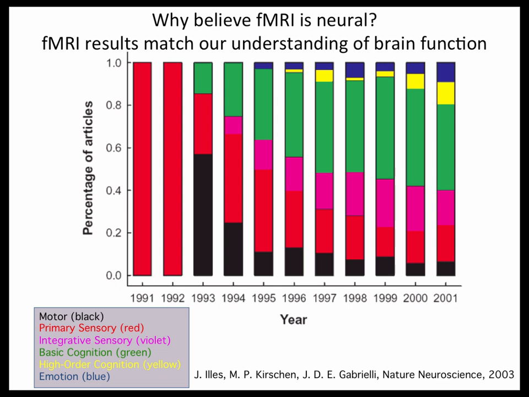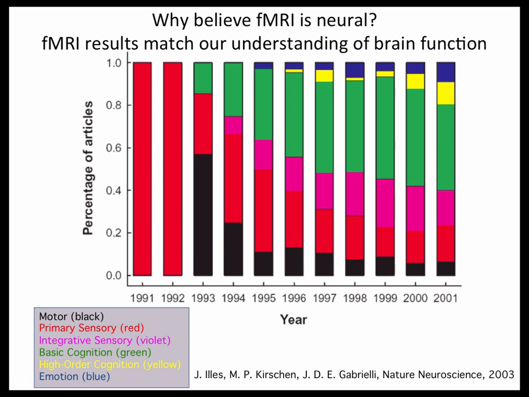So, going on to other reasons why we think fMRI is meaningful. Like I said at the beginning, the results match our understanding of brain function. And this is borne out by the history of what things were studied. The first papers observing the BOLD effect in MRI were in 1991, 1992, and they really started out with very primary things. You move your hand and you see motor cortex signal changing. You show a flashing light and you see the visual cortex changing.